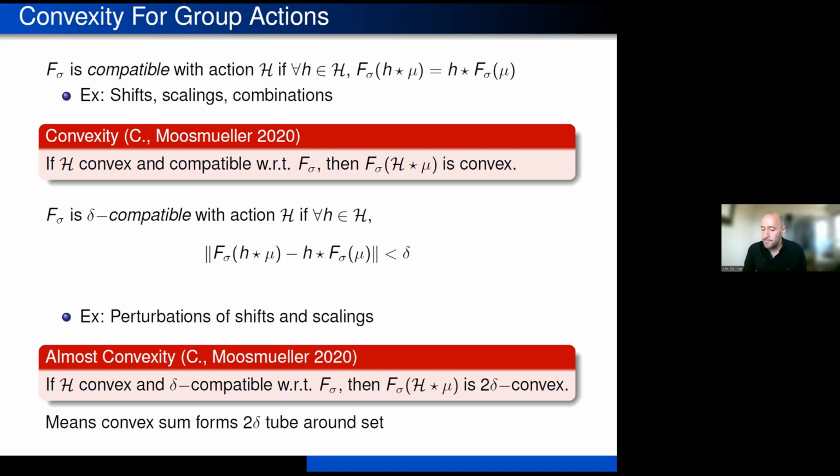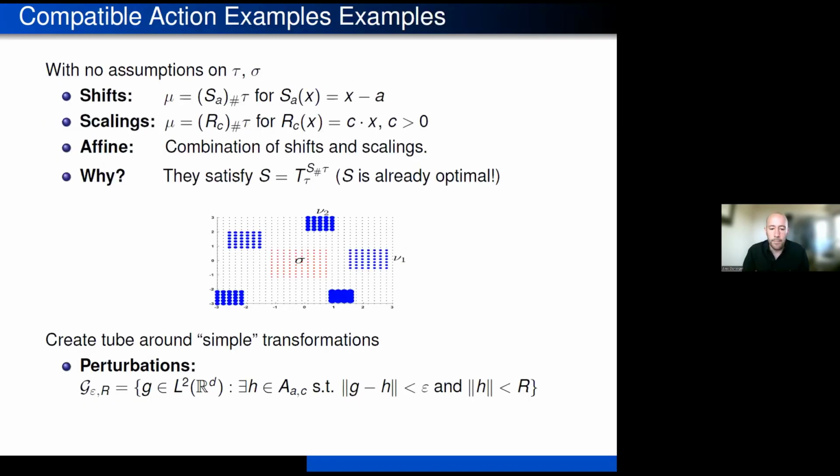Yeah. So with these in mind, we can talk about this whole family of transformations we can do to a measure that are going to interact nicely with optimal transformation. Shifts, scalings, combinations, perturbations according to some metric on the original space, on R^d. Okay.